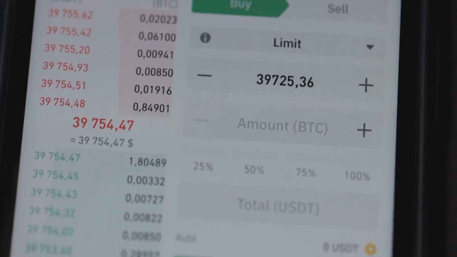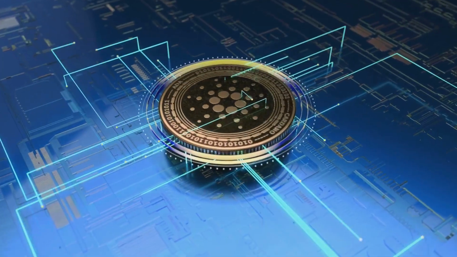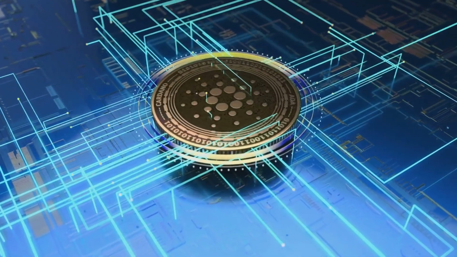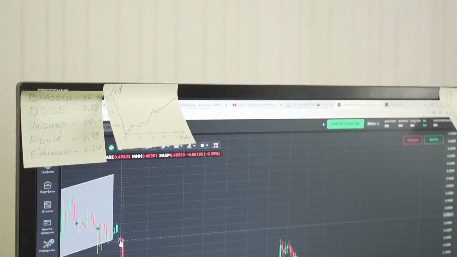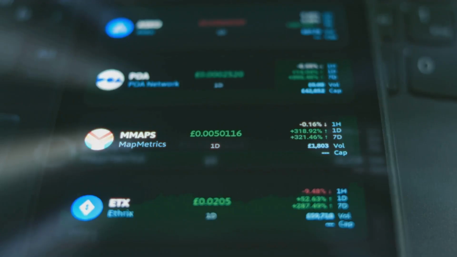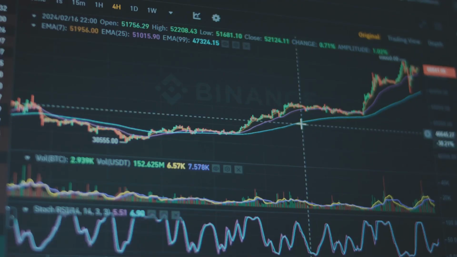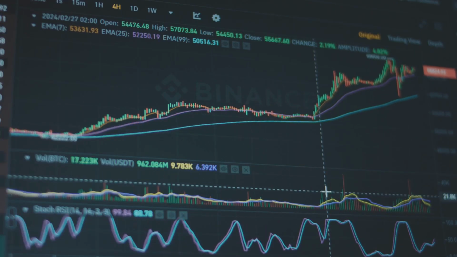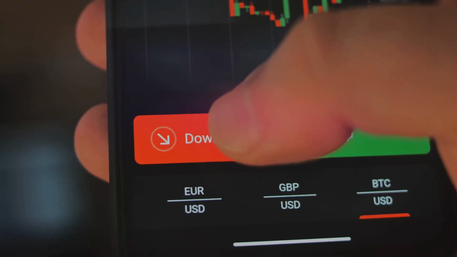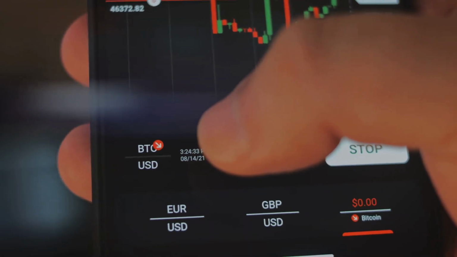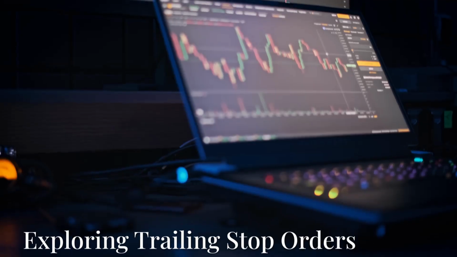Consider this real-world scenario. You purchase Cardano ADA at 45 cents. You want to limit your risk. You decide you are willing to lose no more than 10% on this trade. So, you set a stop-loss order at 40.5 cents. If the price of ADA falls to 40.5 cents, your stop order activates. It sells your ADA, preventing a larger loss if the price continues to drop.